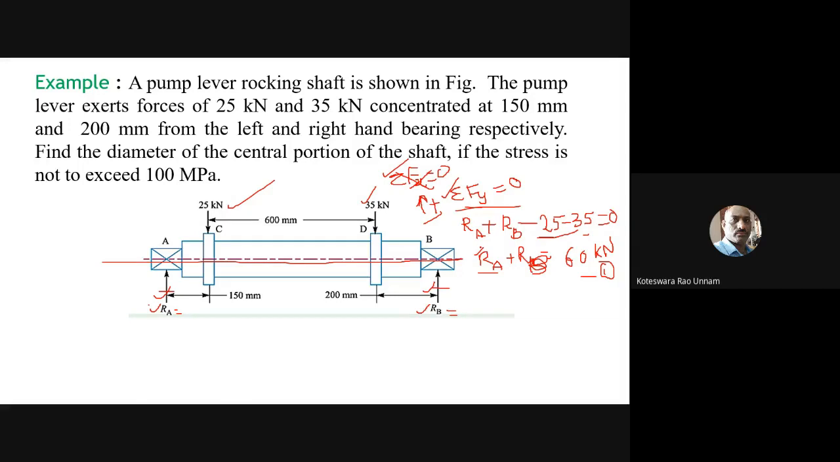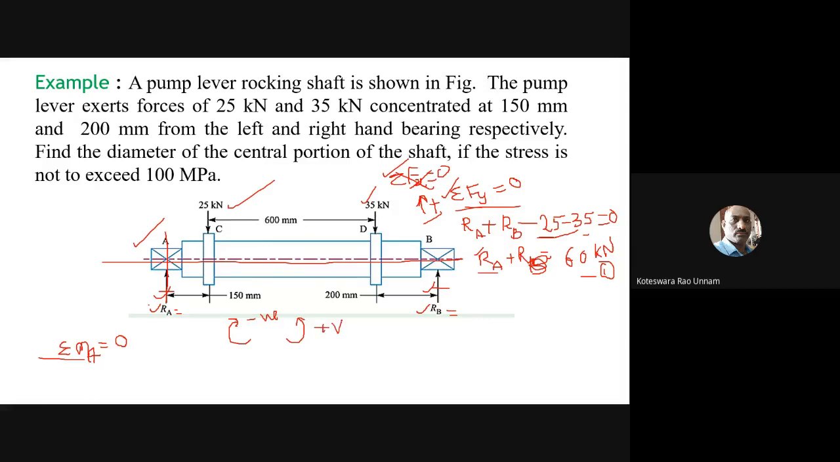I will get that additional equation by considering the moment equilibrium. That means I can take moments about any point in the beam; that is our choice. But for our convenience, we'll choose A as the reference. So I'll write the equation sigma MA, the algebraic sum of the moments about A, should be equal to 0. Again here we'll follow a sign convention. If the moment is clockwise, we'll take it as negative, and if the moment is anti-clockwise, we'll take it as positive.